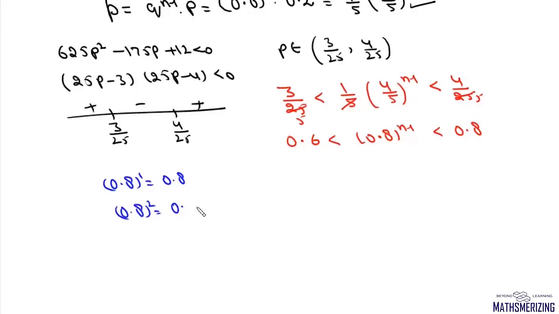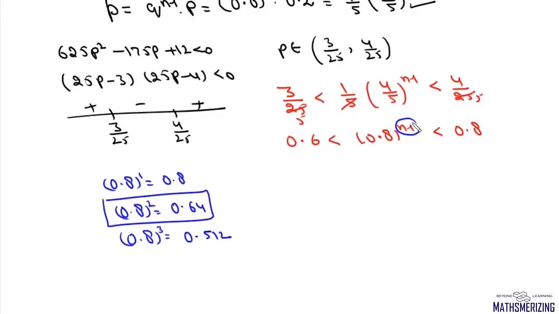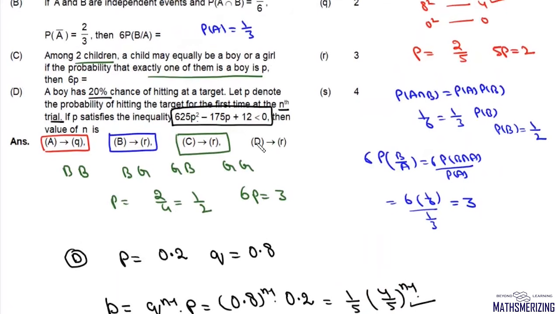0.8 square is 0.64, and 0.8 cube will be 0.512. So the only value which satisfies this inequality is 0.8 square. That means here n minus 1 must be equal to 2, or the value of n should be 3. That means this D also matches with R. So D also matches with R, and that is the answer to this question.